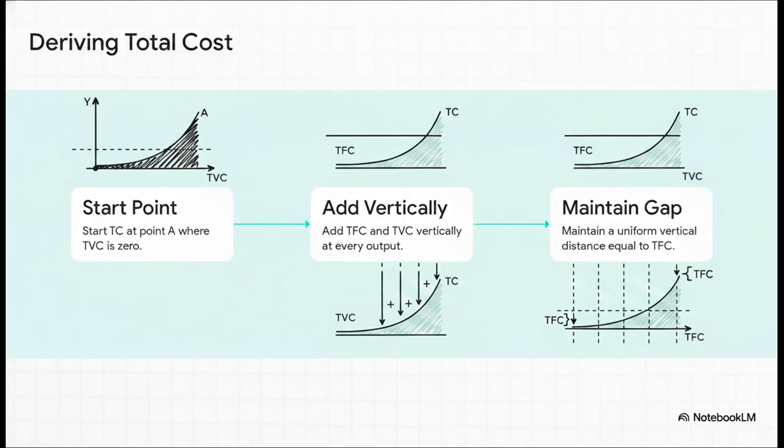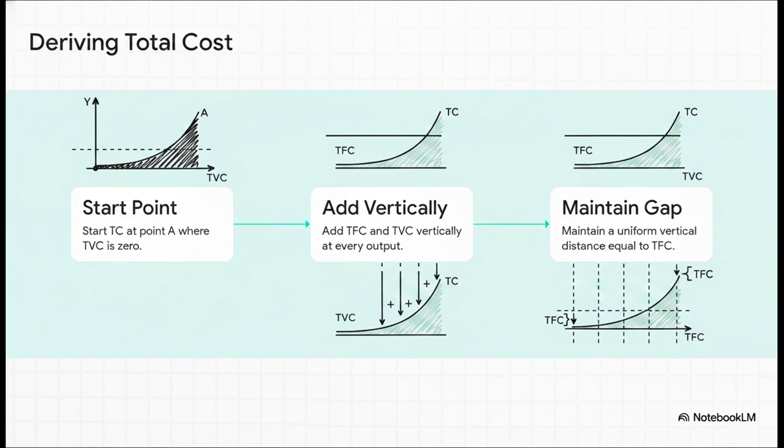We are going to visually build this total cost curve right now. Remember that TC equals TFC plus TVC equation? Well, to do this on a graph, we literally just add the curves together vertically. Step 1, we absolutely have to start the TC curve at point A on the y-axis. Why? Because at zero output, TVC is 0, leaving only those fixed costs.